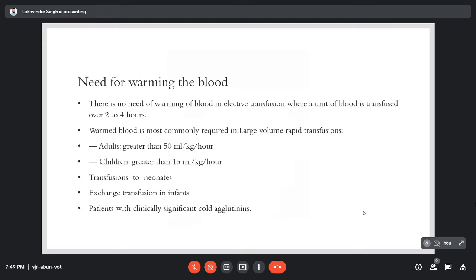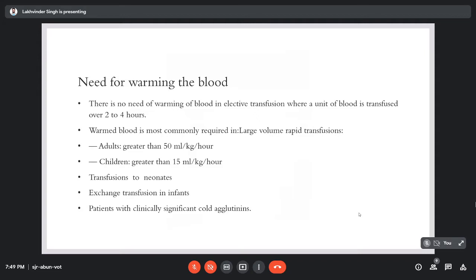So when do we have to warm the blood? In general elective transfusion, there is no need to warm the blood, but it takes 2 to 4 hours to transfuse and the blood comes to a normal temperature. Warm blood is most commonly required in large volume rapid transfusion, like massive blood transfusion.